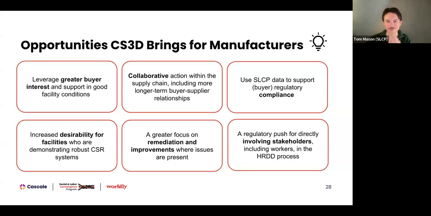And the last one I mentioned is a regulatory push for directly involving stakeholders, including workers, in the human rights due diligence process. So there's going to be a greater need for workers to be engaged and involved when you're conducting an FSLM or CAF assessment. So making sure that the workers are actively involved and you're inputting data in your self-assessment that clearly involves workers and their representatives is something that's, again, going to be looked on favorably in the context of regulatory compliance.